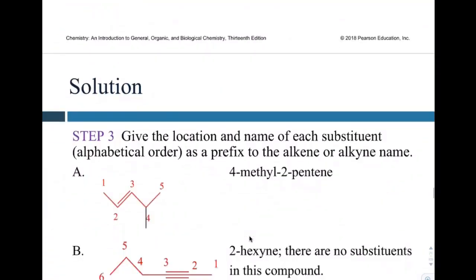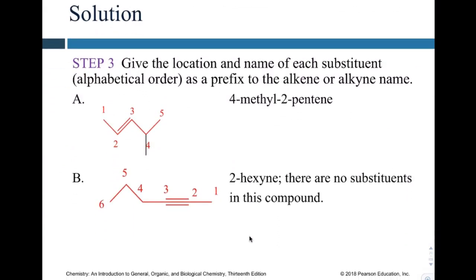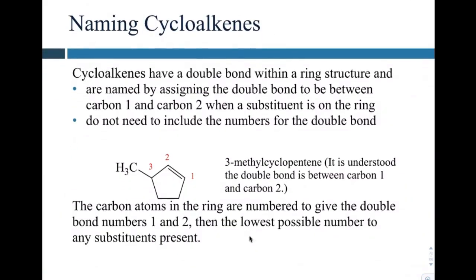And then you can go about naming all of your side chains like we've done before. So A will be 4-methyl. And there are no substituents in B. No side chains. If you got a cycloalkene, just put the word in front of it. And you always are going to have your double bond or your triple bond start at carbon 1. So you don't have to tell me ever where that is again because we can rotate that around.